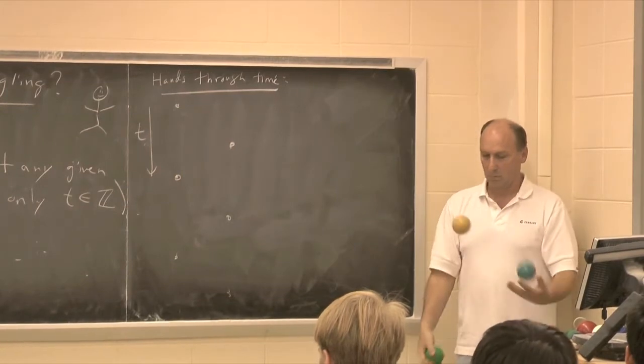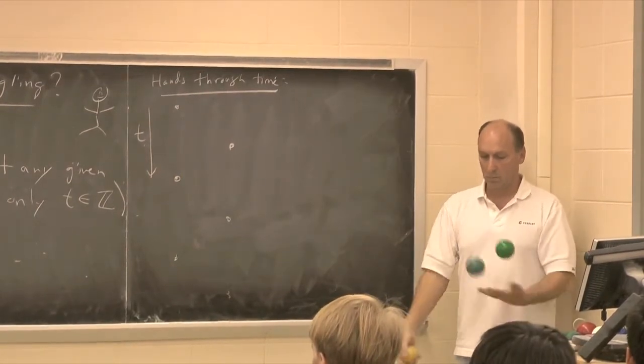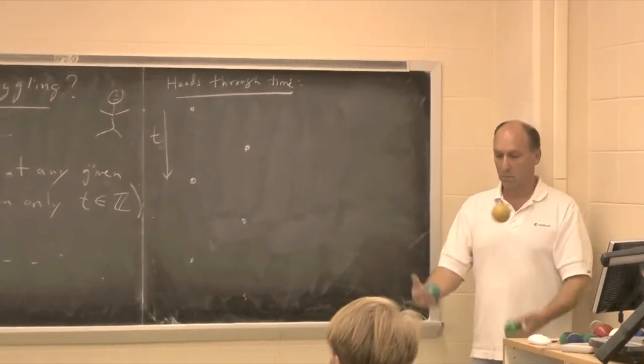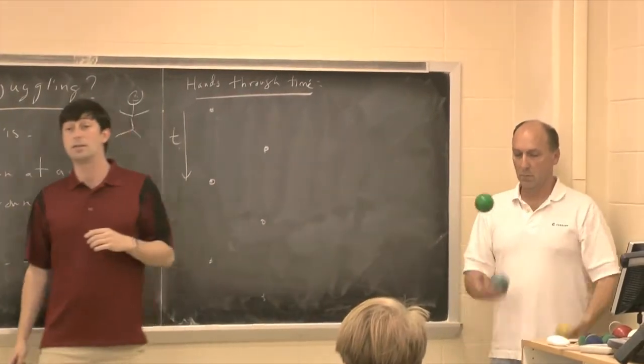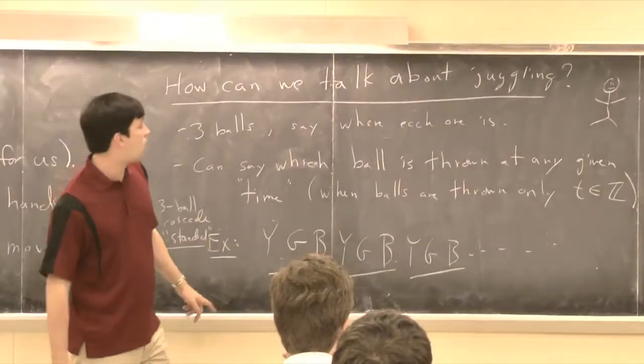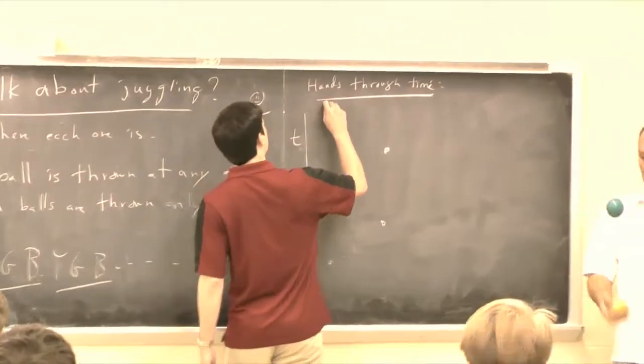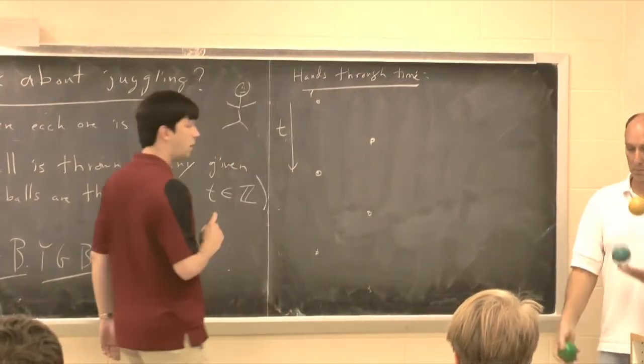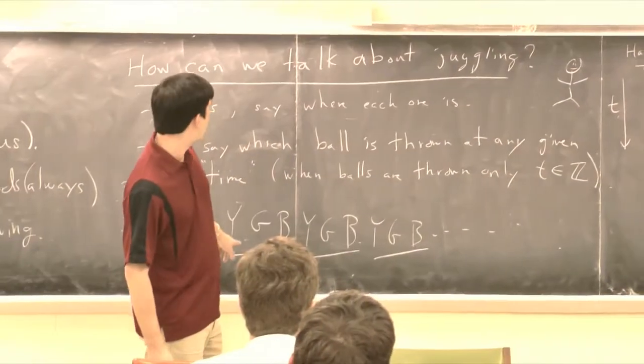And at every point, you're going to throw one of these balls. And you can ask, well, when I throw it, when is it going to land in the other hand? Okay. So let's try to analyze what happens here. I throw the yellow ball. So here, the yellow ball is sitting in my hand. And I throw it. And when you throw it the first time, when does it land?